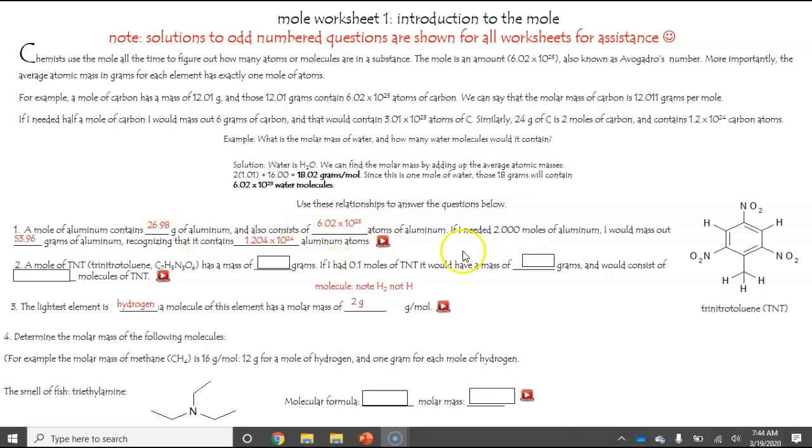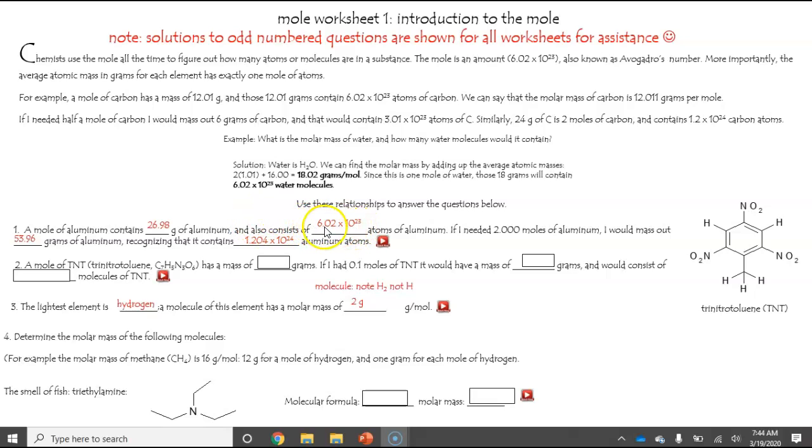Now, if you need 2 moles, you would need twice that many grams. You'd also need twice that many atoms. So you could just mass out twice as many grams. Notice that's doubled. Or you could also count the number of atoms. I wouldn't recommend it. But if you double 6 times 10 to the 23rd, that's 12 times 10 to the 23rd. So you can do this in your head. You could say, okay, that's 12 times 10 to the 23rd.